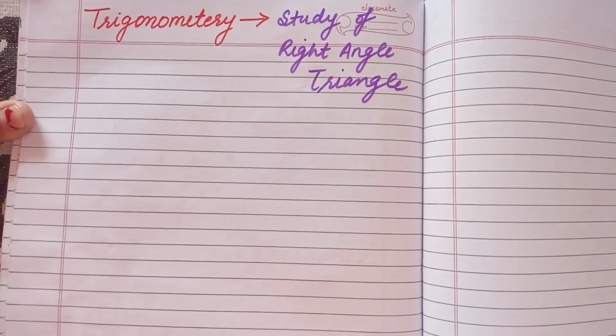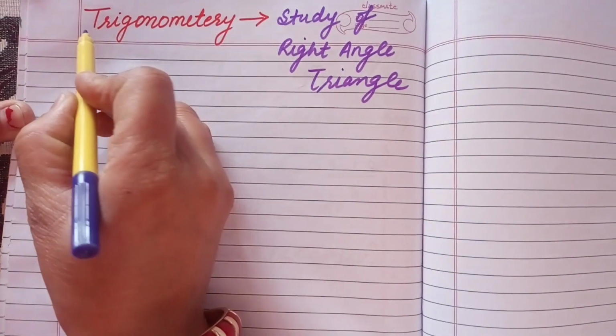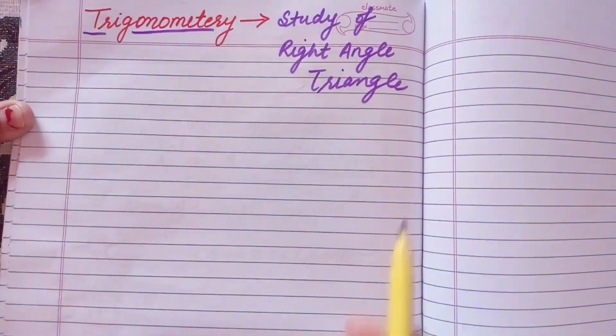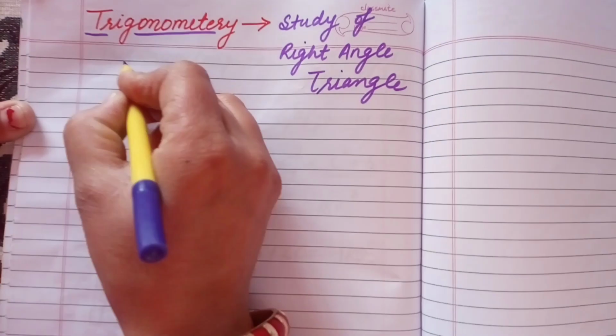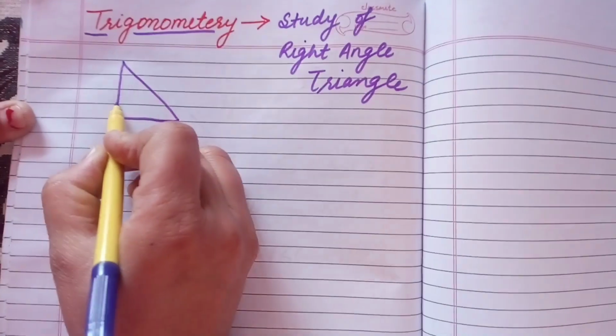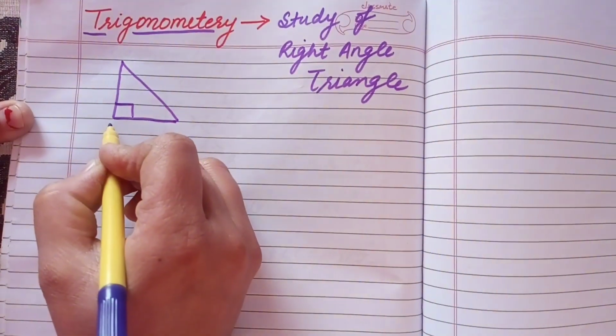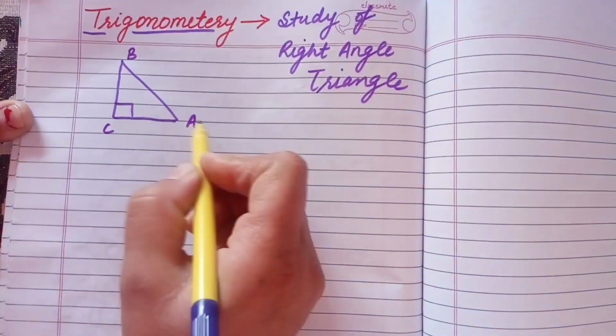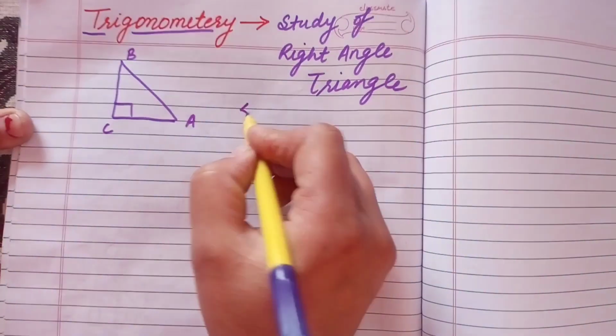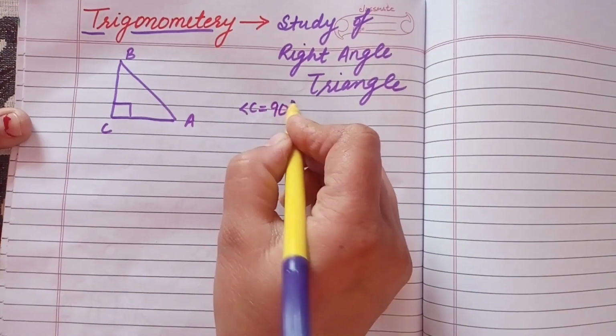Hello everyone. So we know that trigonometry is the study of right angle triangles, either the sides or the angles, right? When we talk about the right angle triangle, let us consider a right angle triangle in which one angle is 90 degrees. We can name it A, B, C. ABC is a right angle triangle in which angle C is equal to 90 degrees, right?